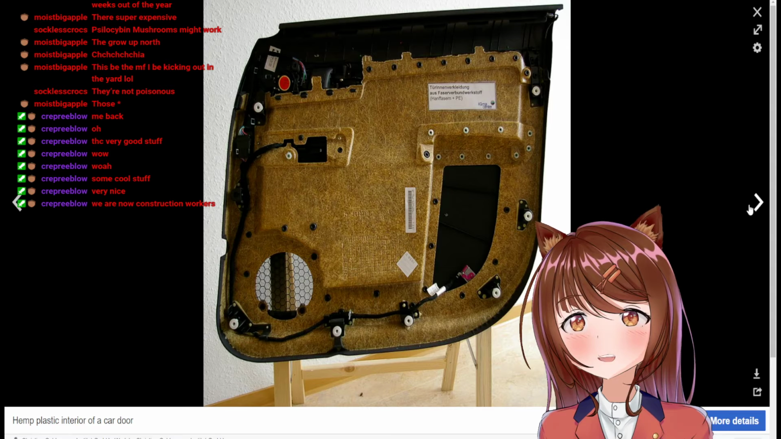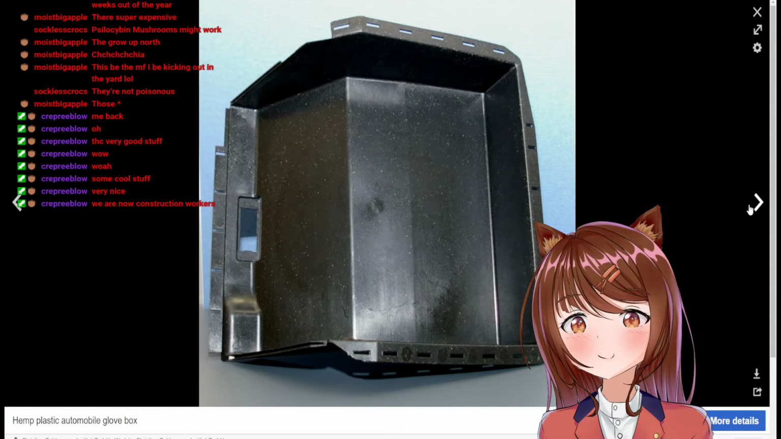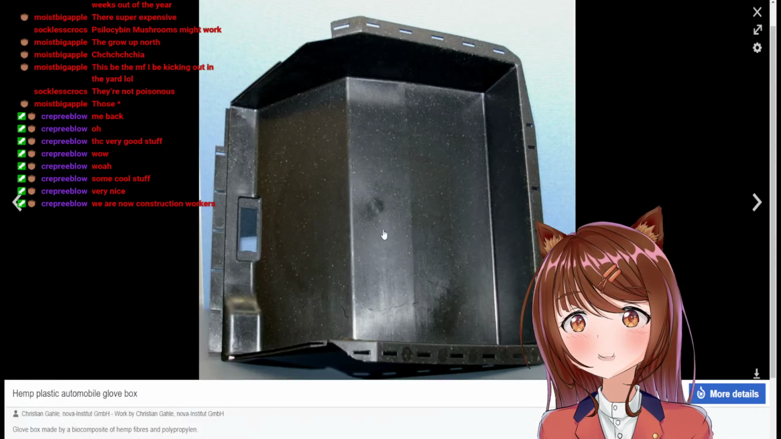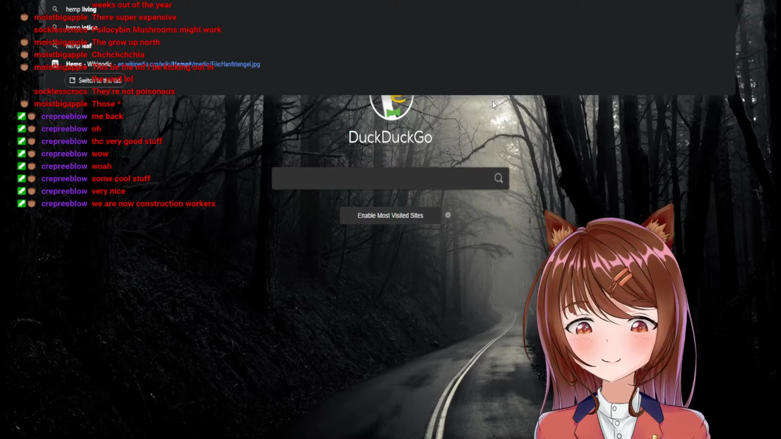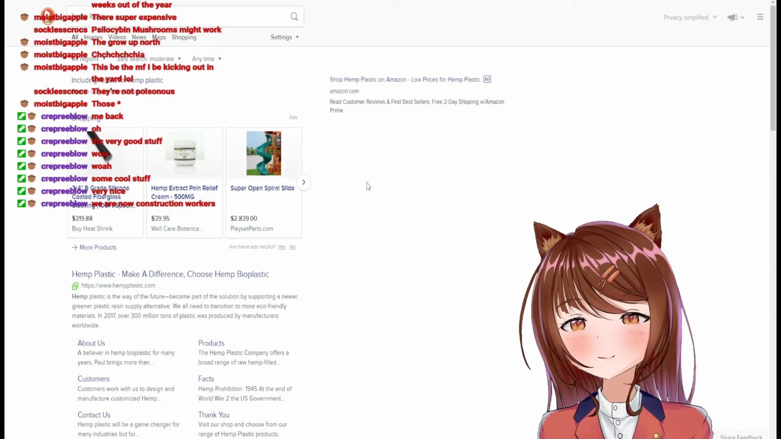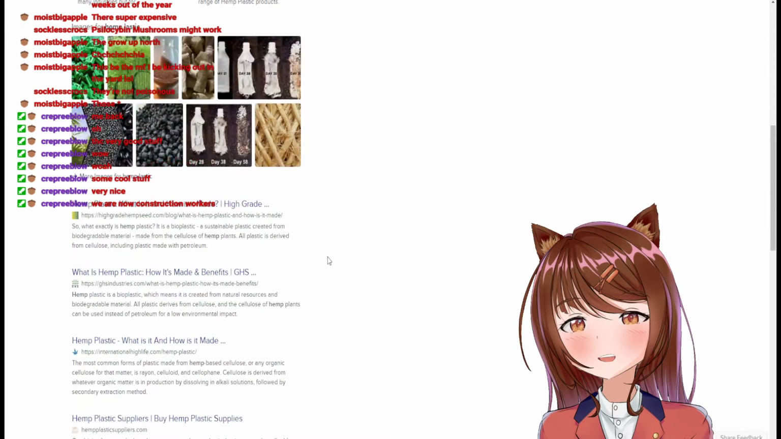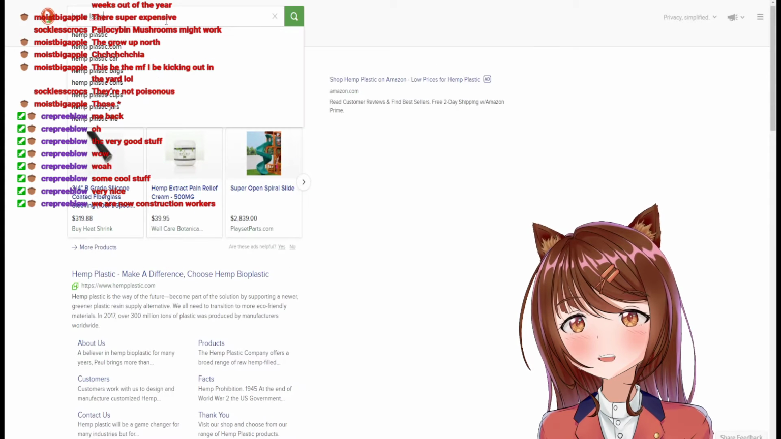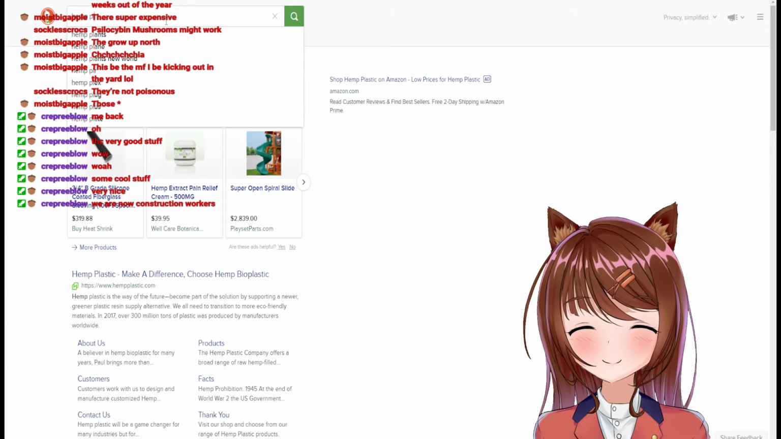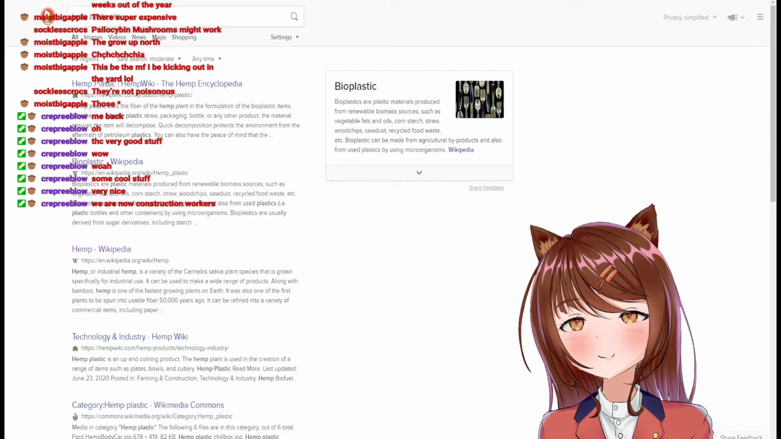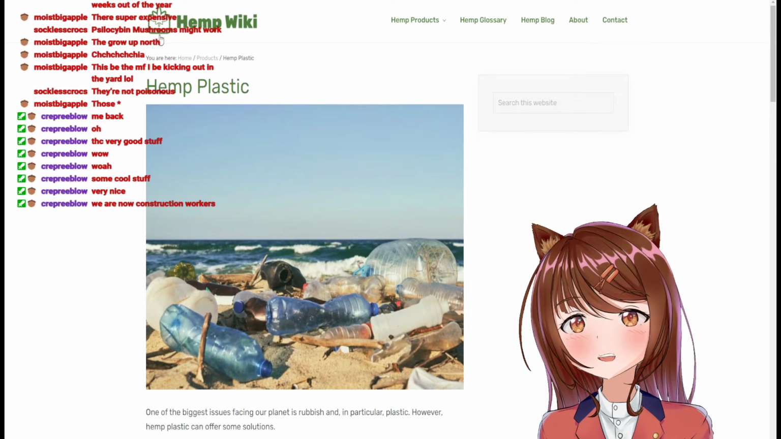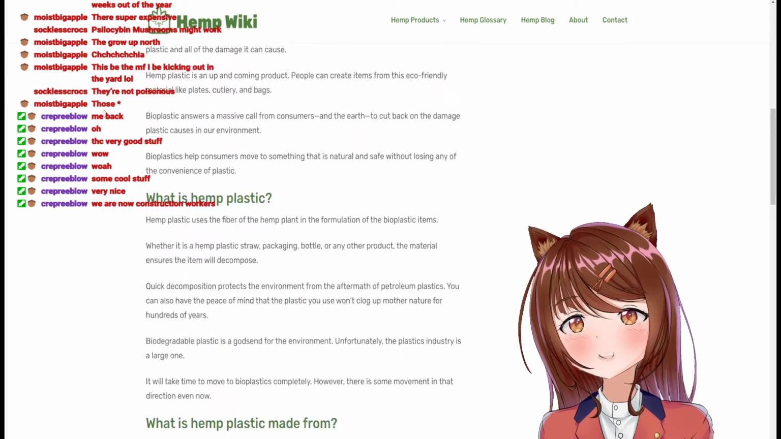Hemp plastic interior of a car door. Hemp plastic automobile glove box. Alright, can we get more content on hemp plastic? How do you make plastic out of hemp? Where's the wiki on that? The hemp plastic wiki. Oh, this is called Hemp Wiki. Well, whatever.